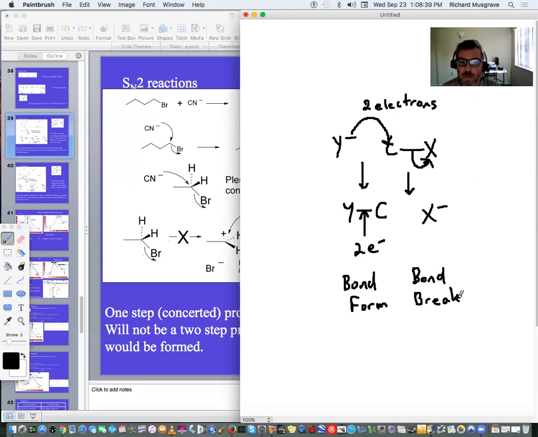Otherwise, if you didn't have that second step, then what you'd be saying is that the CN was joining on, but the Br wasn't leaving, which would leave that carbon with 5 bonds, which is not something that's very desirable here. That can't happen really. But the fact that these 2 arrows are in the same step at the same time means this is all occurring at the same time. And that's really the key. And that's how you can tell if it's SN2 or SN1? Yes, because if it's simultaneous, it's SN2. So it happens simultaneously.